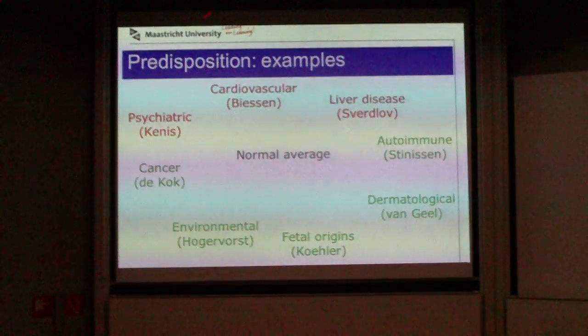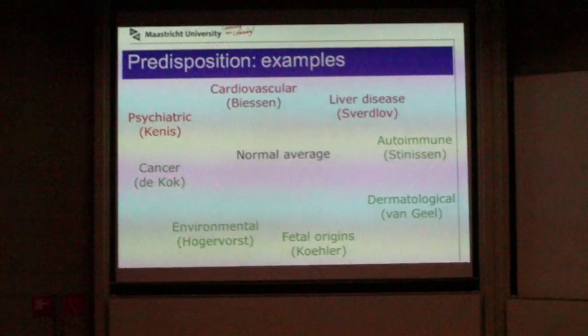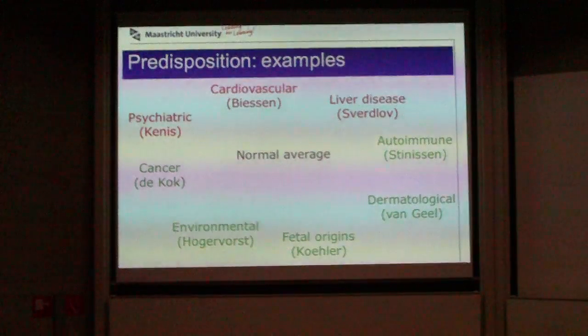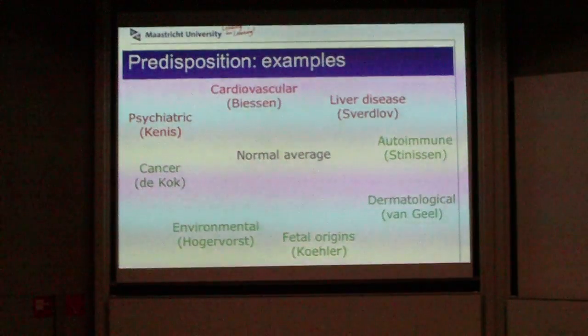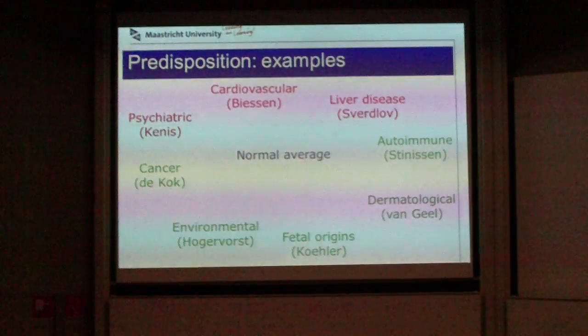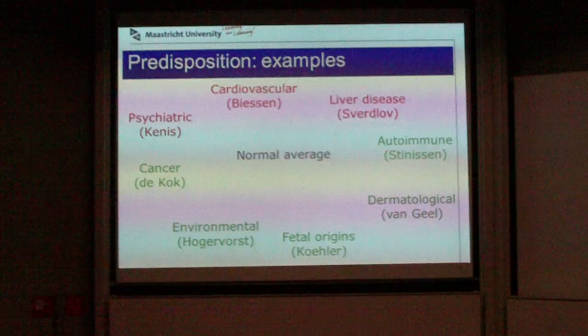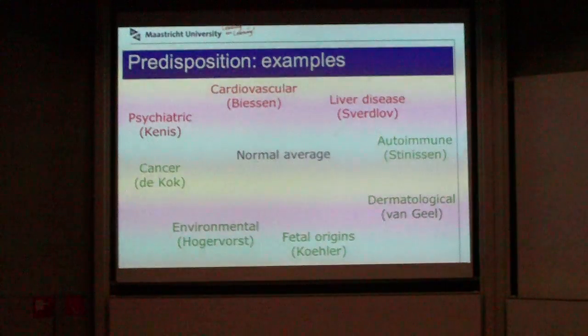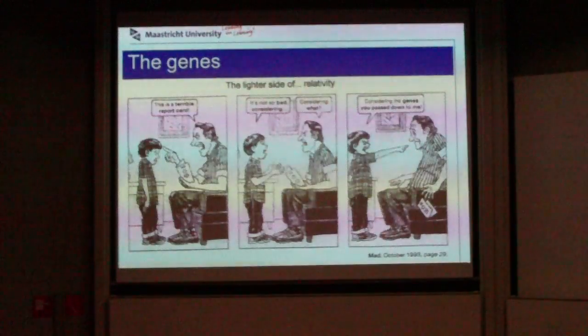Now these are the examples that we will have in this first module. I will talk about cancer today. The green lectures are the topics. The red ones are the research seminars. So we will have a whole range going from environmental, fetal origins, dermatology, autoimmune, liver, cardiovascular, and psychiatric diseases and their predispositions. Let's start off with the genes, the factor that we can affect the least.